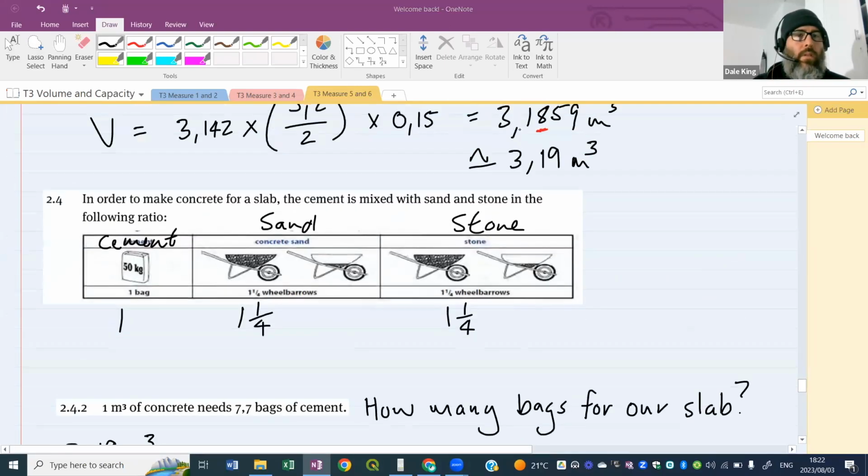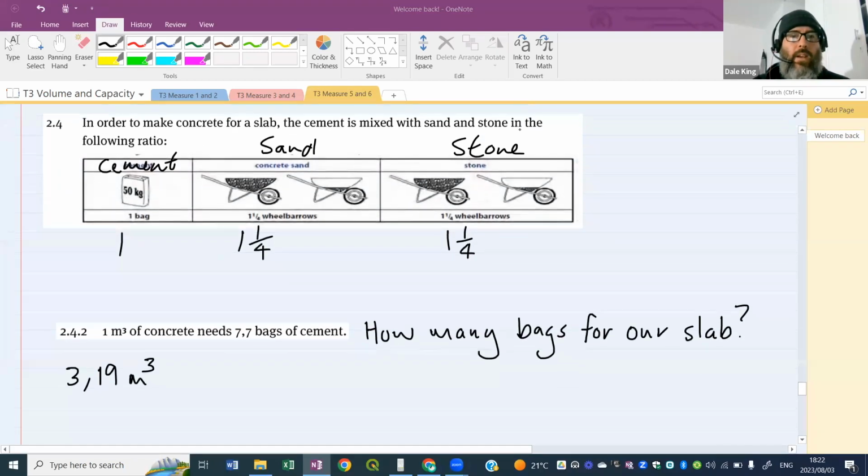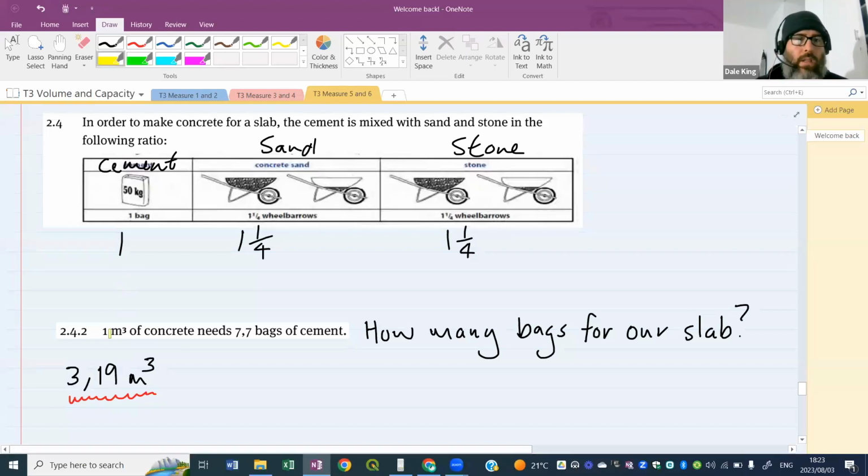2.4. So there's the diagram, and all I've done is bring in the volume of concrete that we need for this slab. They tell us that for 1 cubic meter of concrete, you require 7.7 bags of cement. So how many bags of cement for our slab? If 1 cubic meter needs 7.7 bags, and our concrete is 3.19 cubic meters, how many bags for our slab?